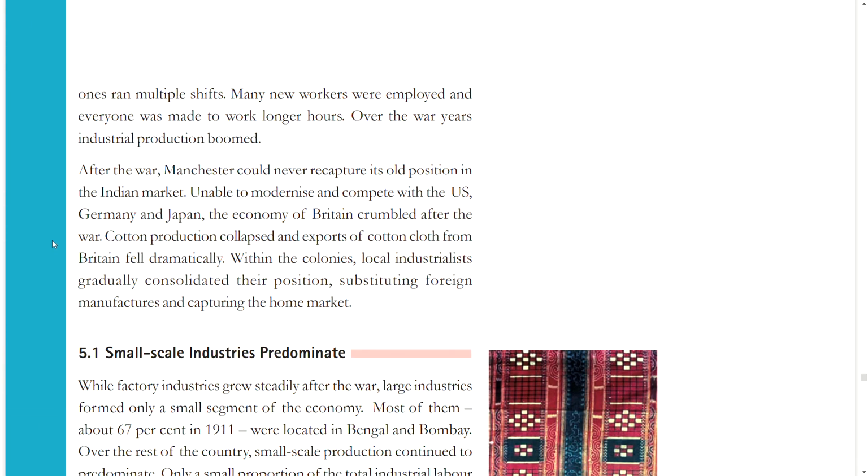Old ones ran multiple shifts, many new workers were employed, and everyone was made to work longer hours. Over the war years, industrial production boomed. After the war, Manchester could never recapture its old position in the Indian market, unable to modernize and compete with the US, Germany, and Japan.